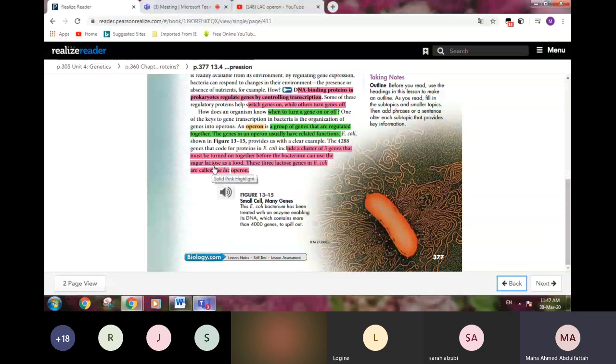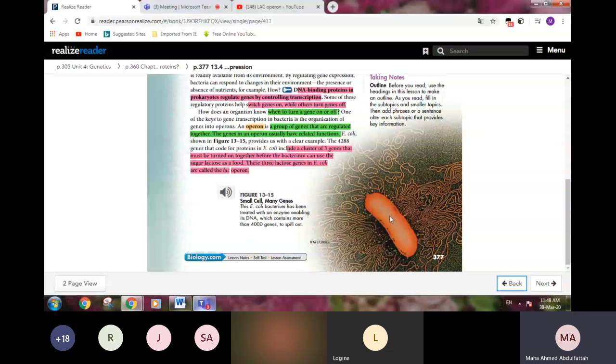Lactose is a type of sugar that Escherichia coli feeds on. If lactose is found in its environment, the bacterium has to use it. It has to make it enter the cell membrane, and after it enters, it has to ferment it, meaning separate it, because lactose has galactose and glucose inside it. It has to separate the galactose and glucose to use the glucose at the end. So some things have to be done whenever lactose is found in the environment.